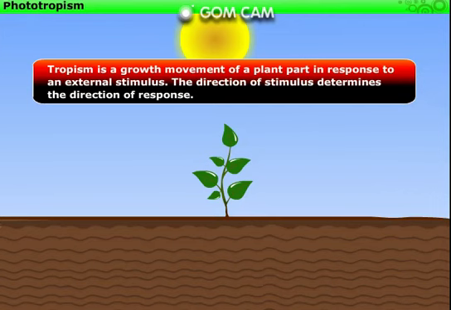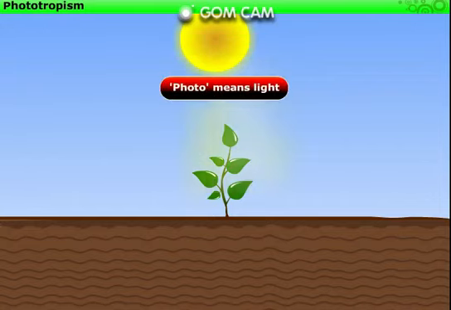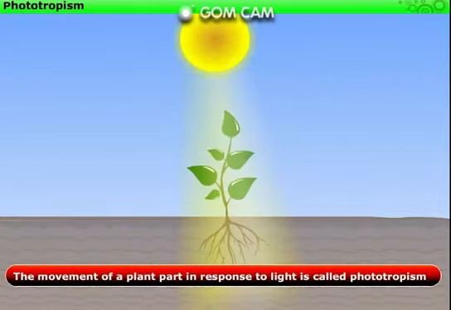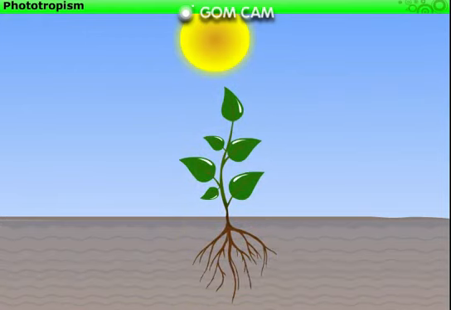Tropism is the growth movement of a plant part in response to an external stimulus. The direction of the stimulus determines the direction of response. You know that photo means light. The movement of a plant part in response to light is called phototropism. Let us understand the concept of phototropism with the help of a given activity.